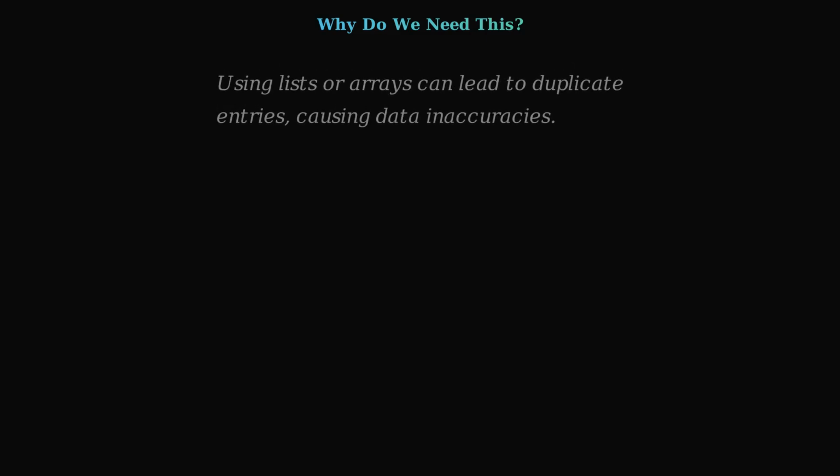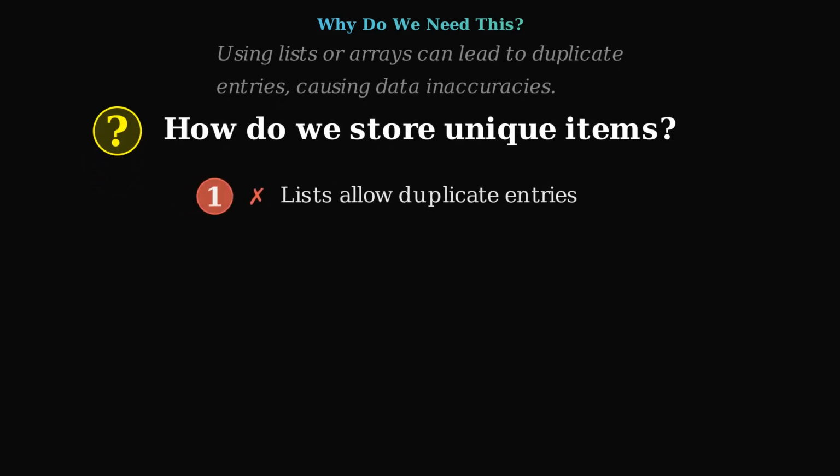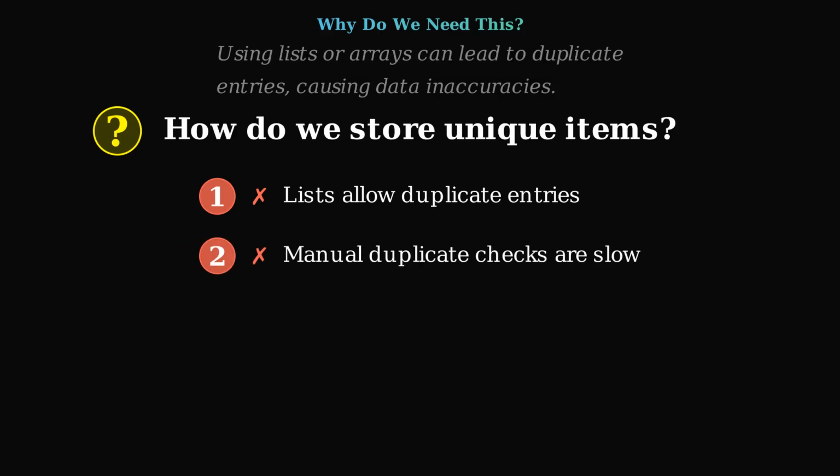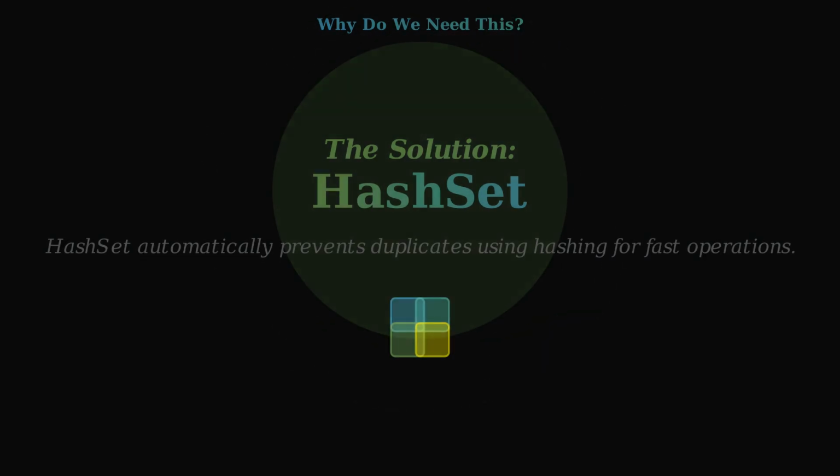Using lists or arrays can lead to duplicate entries, causing data inaccuracies. How do we store unique items? Lists allow duplicate entries. Manual duplicate checks are slow. Data integrity is compromised. HashSet automatically prevents duplicates using hashing for fast operations.